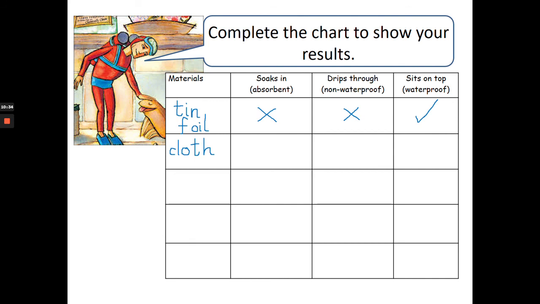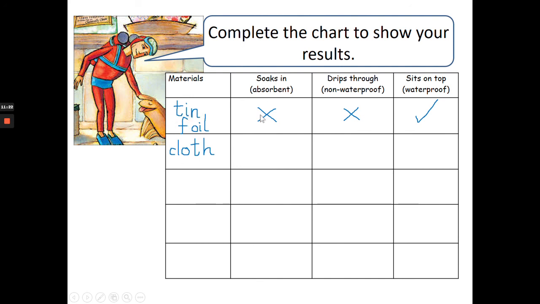Maybe for some of our older children, maybe you could do a chart a little bit like this. Traction Man saying, complete the chart to show your results. So maybe you can list your materials in one column, and perhaps you could have 3 extra columns, whether it's absorbent, whether the water soaks in, that's not waterproof, whether it drips through a little bit, that's non-waterproof, or whether the water stays on top of the material, yay, that means it's waterproof, so you could give it a tick.